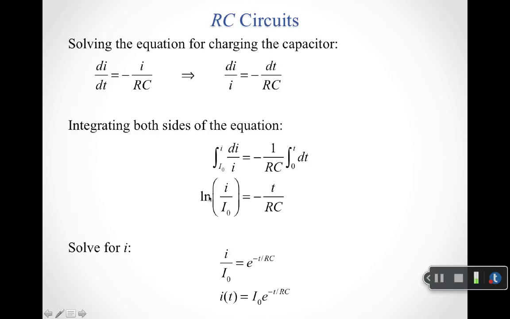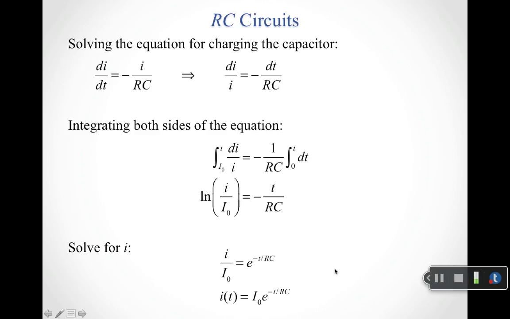So the first thing I need to do is get I out of the natural logarithm, and I know that the inverse of the natural logarithm is the exponential function. So I'm going to take e to the power of everything over here, and that gives me I over I naught equals e to the minus t over RC. And so now it's a simple step to get the current as a function of time. That's just going to equal the current at t equals 0 times this expression, e to the minus t over RC. So here is the functional form for the current at any time once I start charging my capacitor.